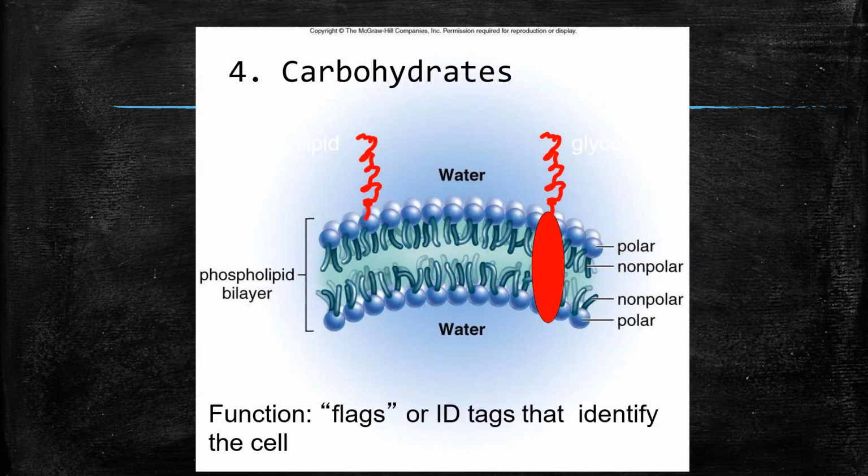The fourth component of our membranes is carbohydrates, and these function as flags or ID tags that identify a cell. Essentially, each cell has a fingerprint. It's unique, and most of the reason for that is the various carbohydrates that are linked to various parts of the membrane.